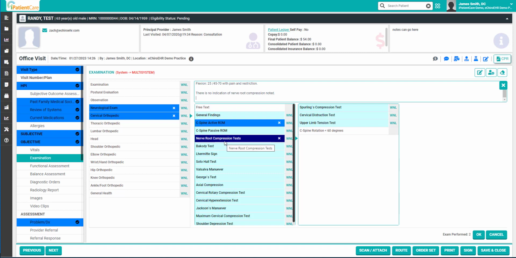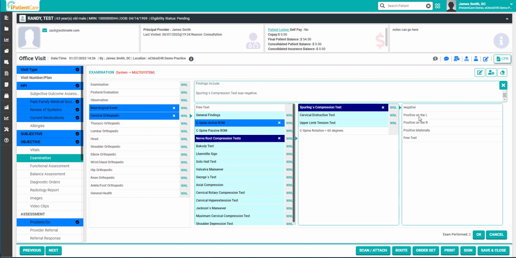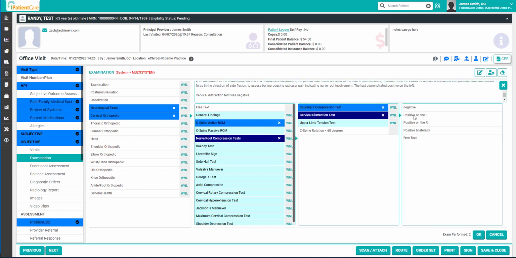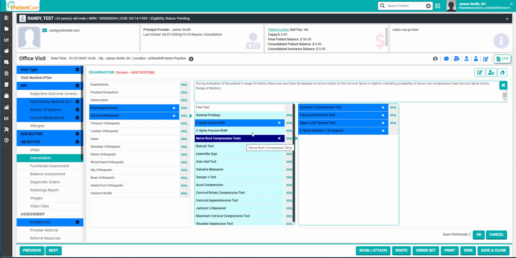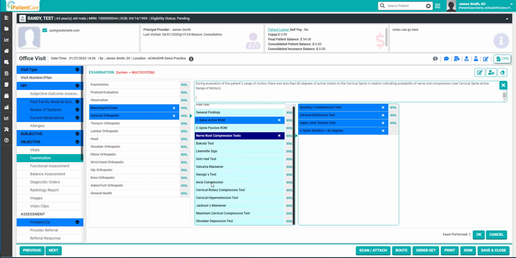And so you'll see here, as an example, nerve root compression tests consist of Spurling's compression, cervical distraction, upper limb tension, and cervical spine rotation less than 60 degrees. When these are positive, and especially when there are 2 or more positive, then the likelihood of nerve root compression is high. And then finally, we have a number of other orthopedic tests that are available, as well as any other tests that you would like to have built into the system.